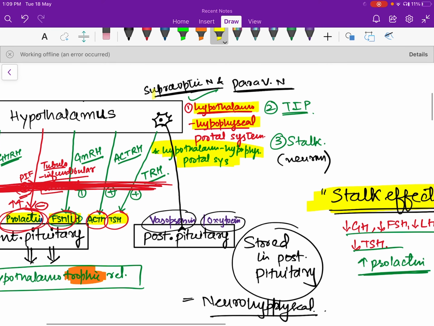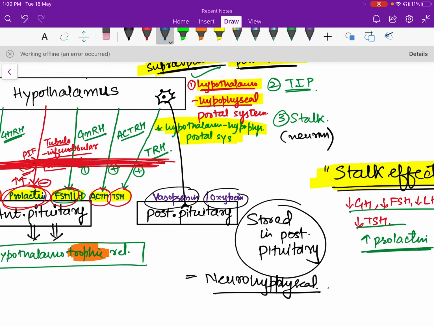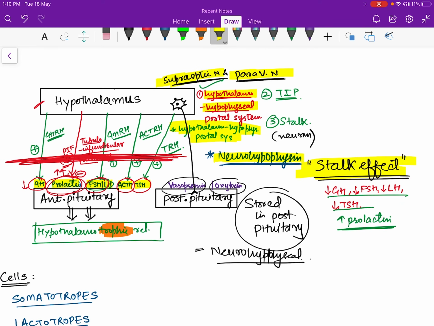And remember these names: supraoptic nucleus and paraventricular nucleus of the hypothalamus. They produce vasopressin and it is stored in the posterior pituitary. Along with vasopressin, two other molecules are released. These are called neurohypophysin. Neurohypophysin is also produced, but the function of this molecule is not known.